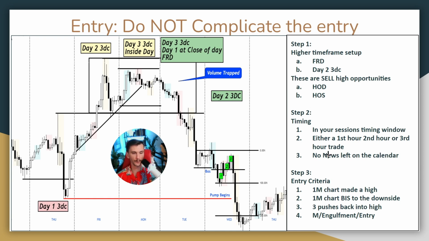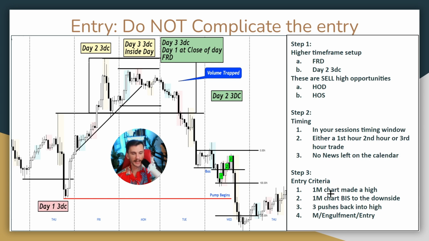So a review of what I just talked about. I have a higher time frame setup, and then I am looking at the timing. I have to be in my session window. It's either a first, second, or third hour trade, and then there has to be no news left on the calendar. I wait for all news events to play out before I am eligible to take a trade.